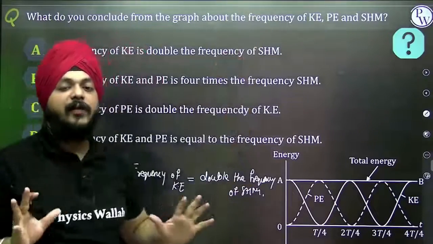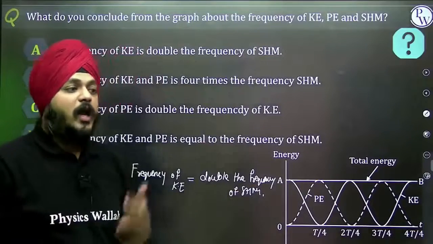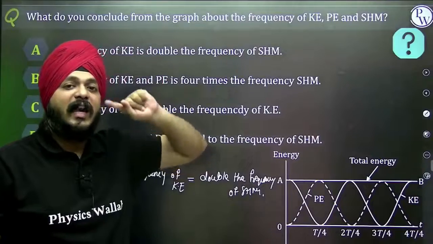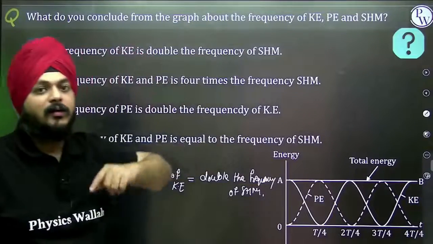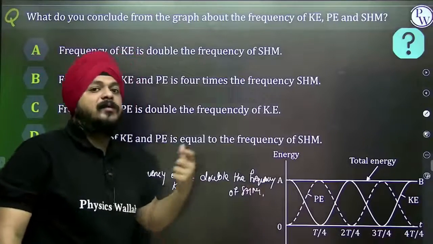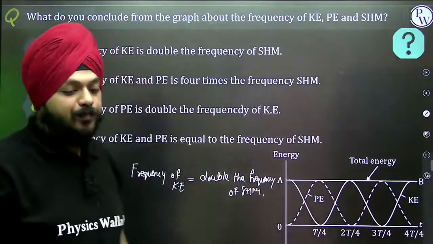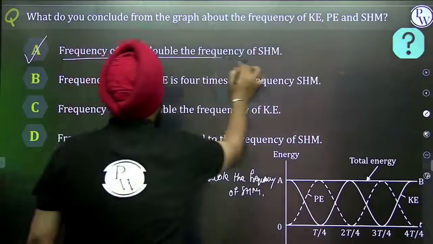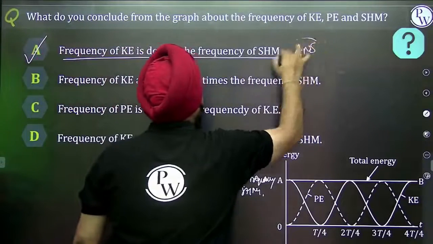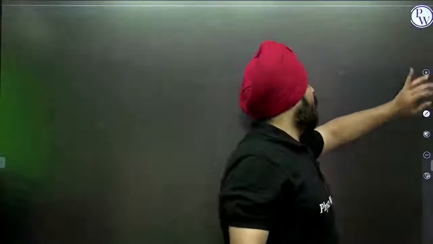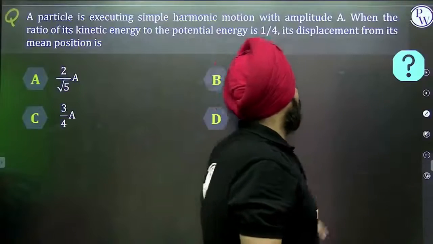Frequency means variations. In one oscillation, the variations of kinetic energy are twice what the variations are in SHM. A is the perfect answer for this specific question. Let's move on to the next question.